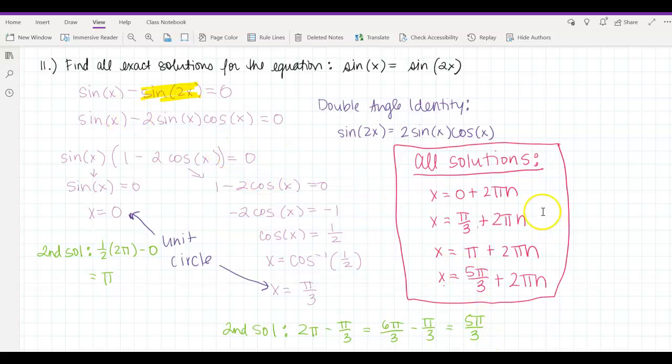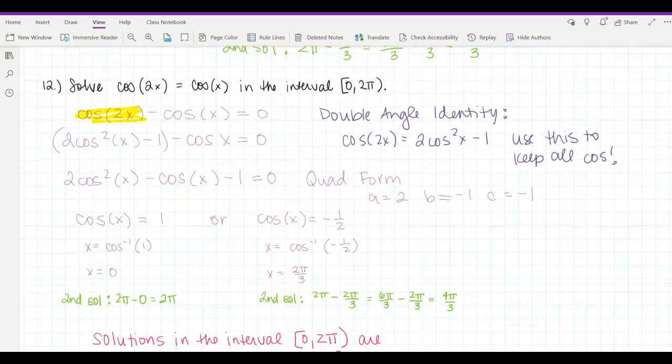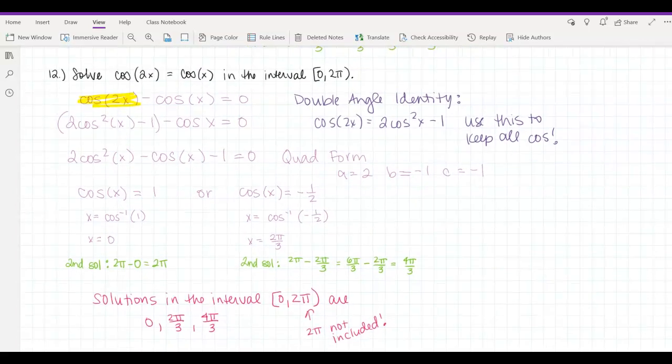Don't forget we want all the solutions, so over here you'll see in my answers I have 2 pi n attached to each of those solutions. Also, you can tell in this problem there wasn't a range given, so that means they probably wanted all the possible solutions, including the 2 pi or the period n values.